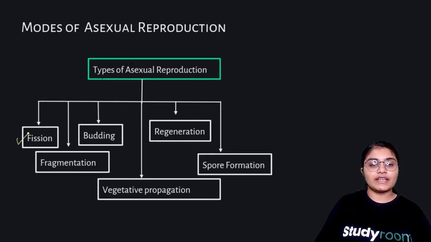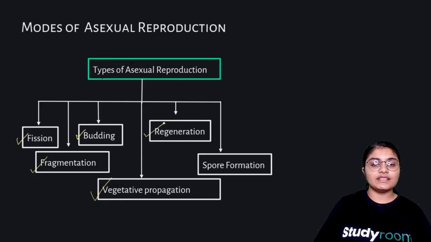As we saw, fission is where a cell is divided into two different daughter cells. Fragmentation is where the different fragments of an organism grow into different new organisms. Next is budding, as you have seen in hydra, where a small bud growing on the body of hydra grows into a new organism. Next is vegetative propagation, where a part of a plant or a part of an organism grows into a new individual, and that especially takes place in plants.